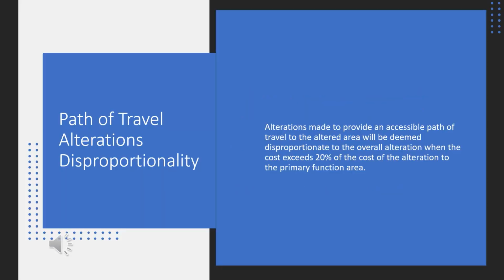Path of travel alterations disproportionality is the only place where cost becomes a factor in an ADA analysis. This is a very limited exception. It's not broadly applicable to accessible facilities or accessible programs in general. When alterations are made to provide an accessible path of travel to an altered part of a facility, they will be deemed disproportionate to the overall alteration when the cost exceeds 20% of the cost of the alteration to the primary function area.